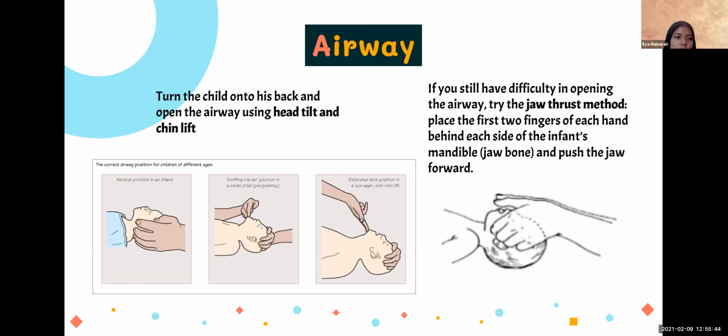So this picture shows the correct airway position for children of different ages, where the infant should be in the neutral position, the small child should be in the sniffing air position, and the older child in the extended neck position. If you cannot provide a better airway in the child while doing the head tilt and chin lift, you can try the jaw thrust method, where you place the first two fingers of each hand behind each side of the infant's mandible and push the jaw forward.